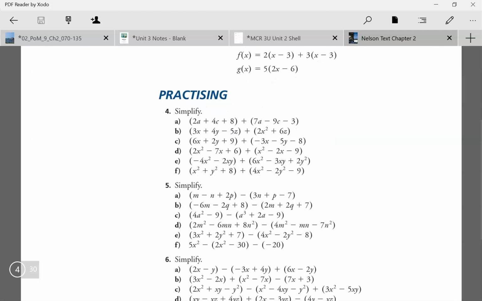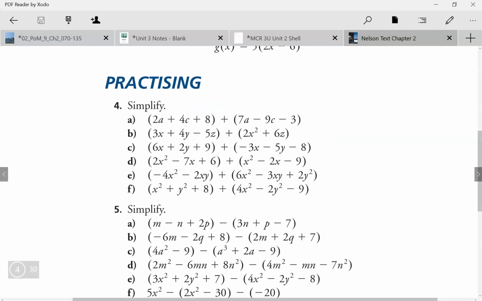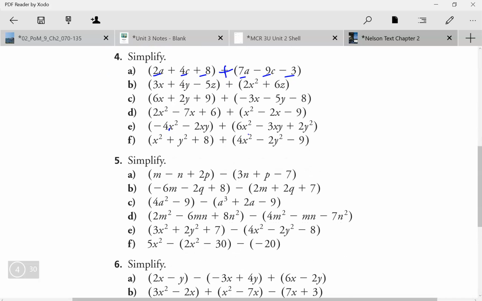are all basic, very easy simplification. You just collect like terms here. You just do 2a plus 7a, 4c minus 9c, 8 minus 3. There's a plus between the two brackets, so you can just remove the brackets essentially. Same thing over here, there's an addition, you just collect like terms as they are. So fairly straightforward.